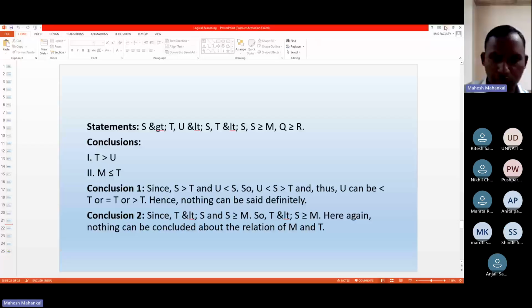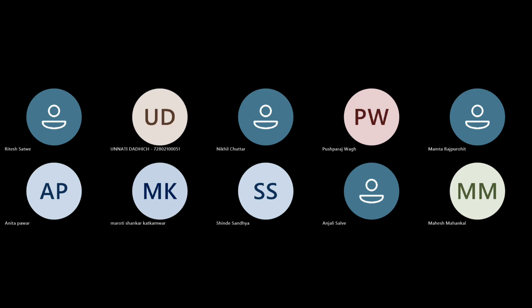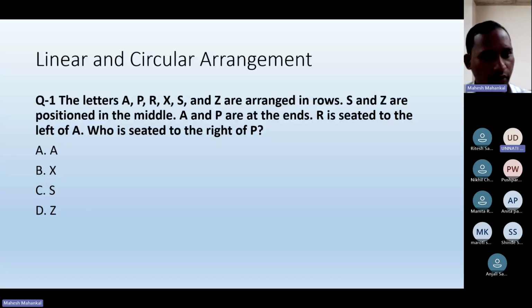Yes, one minute. B option, X would be the answer. Okay, what exactly did you say? Which option is correct? The B option, X. Because A and P are at the ends, and S and Z are positioned in the middle, so only X would be the answer. Right, correct.